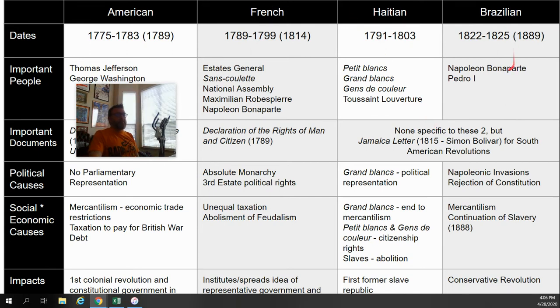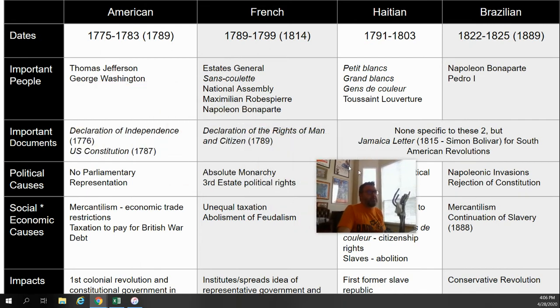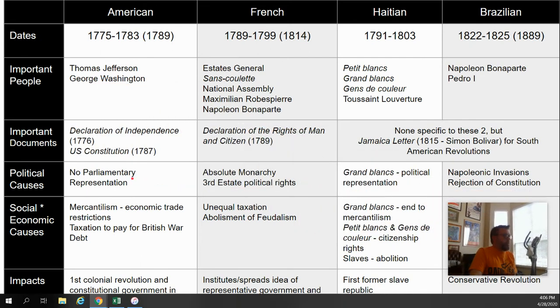But the one that matters for the colonial revolution, that's not the Americas, is something called the Jamaica Letter by our buddy Simon Bolivar, where he lays out the idea of free republics in South America. So these are all those revolutions. Let's do a comparative thing there.